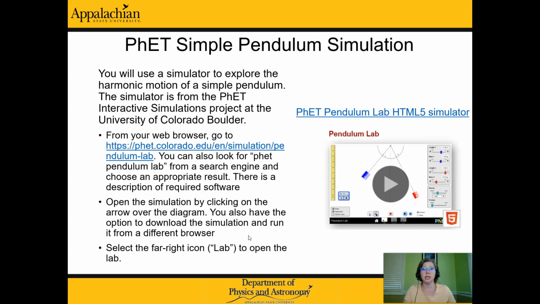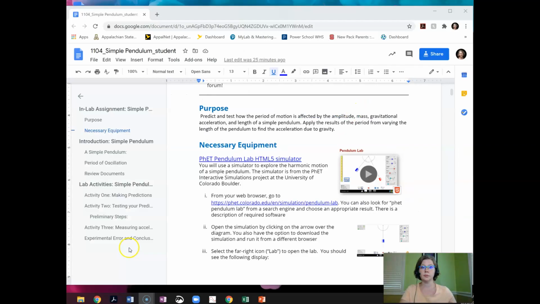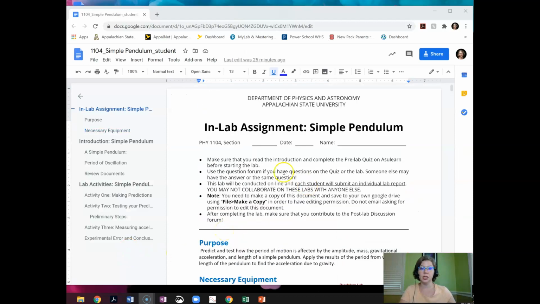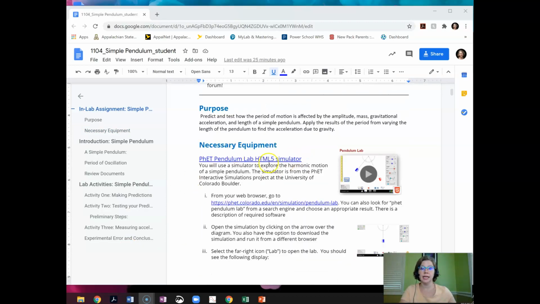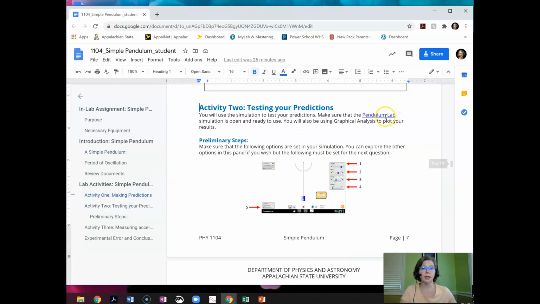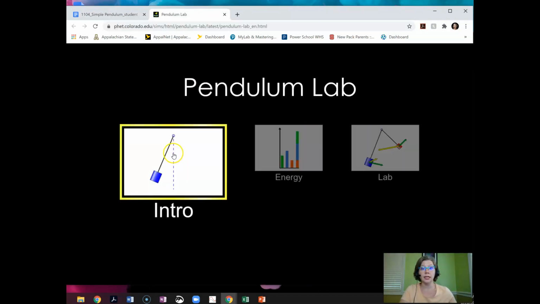Let's take a look at the simulation you're going to use. This simulation is from PhET Interactive Simulations Project at University of Colorado Boulder. It's called the Pendulum Lab HTML5 and should be compatible over multiple devices. You can get to this simulation from your lab assignment. In the necessary equipment, there is instructions on how to open the simulation. Also, there is a direct link within the lab itself on activity 2. Go ahead and click the link.